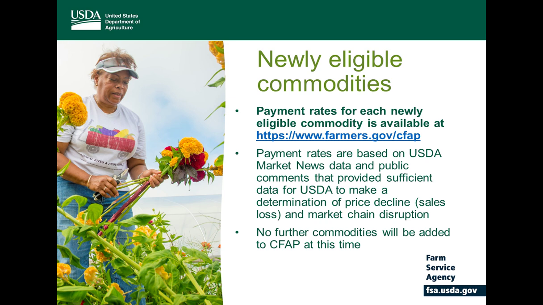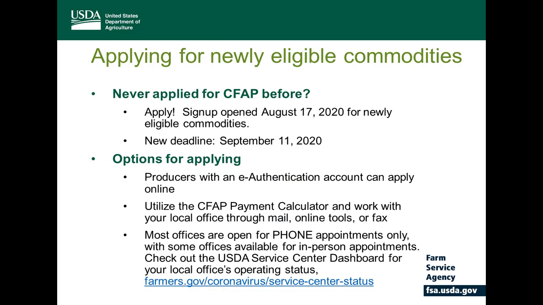Now, to find a listing of all of the new eligible commodities, we ask that you visit the farmers.gov website. Again, that is going to be your first stop in viewing everything: fact sheets, these recorded webinars, eligibility, payments, the application, the payment calculator, which generates the application. All of those things are going to be on this website, so please make note of farmers.gov/CFAP.